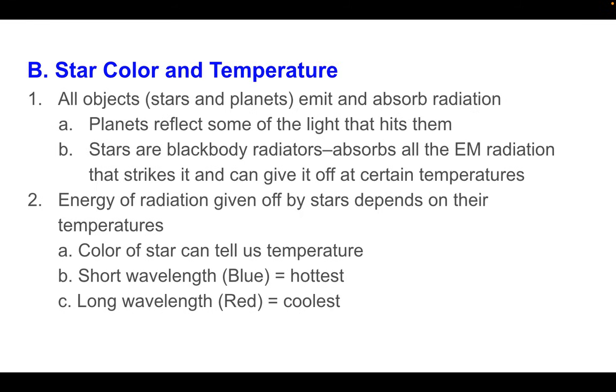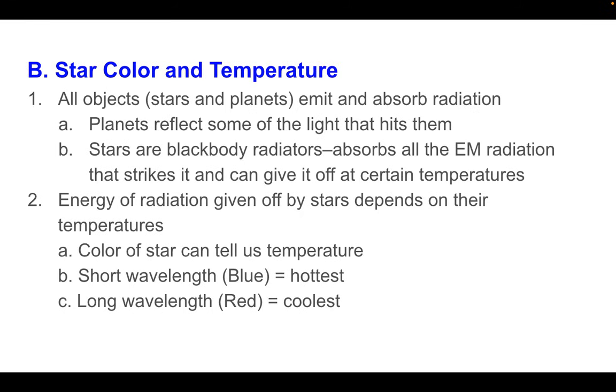Okay, so star color and temperature. All objects do emit and absorb radiation, and the planets in our solar system reflect some of the light that hits them from the sun. Stars in our nighttime sky are black body radiators, which means that they absorb electromagnetic radiation, and then they give it off at certain frequencies. So you guys absorb electromagnetic radiation, and some of it is reflected off. We tend to reflect ours off in infrared.